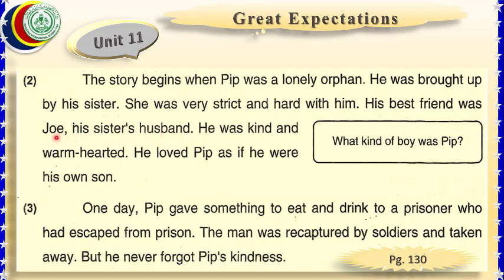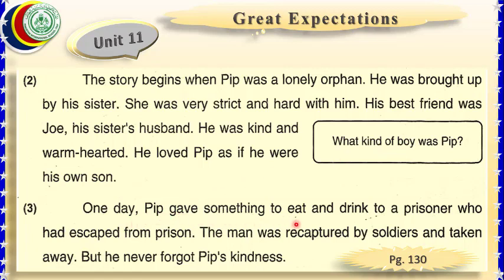What is the name of the child? Pip. Who brought him up? His sister. Who is this Joe? This Joe is his sister's husband. He was kind and warm-hearted. He loved Pip as if he were his own son. What kind of boy was Pip? We are trying to find out the answer also.